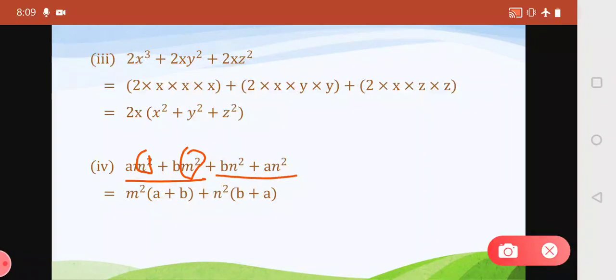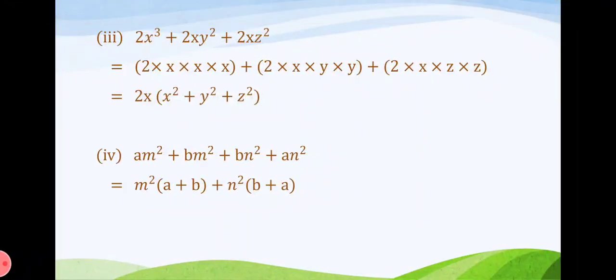Similarly, from the second group we will take out this n square common, because n square is in both the terms, and we will be left with b plus a. So we write m square into a plus b plus n square into b plus a. Now a plus b, if we write it as b plus a, or b plus a if we write it as a plus b, it is the same.